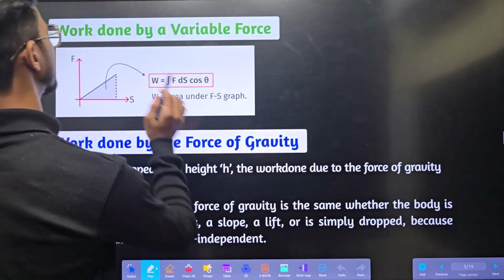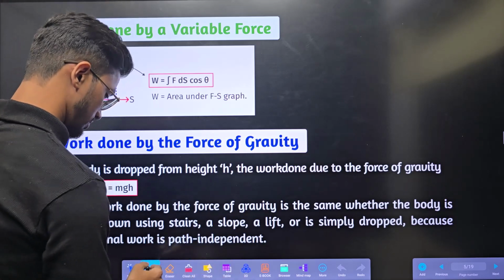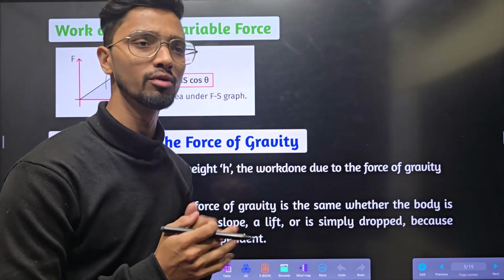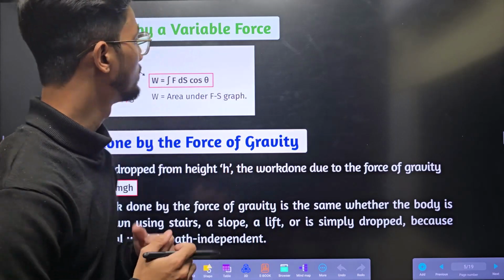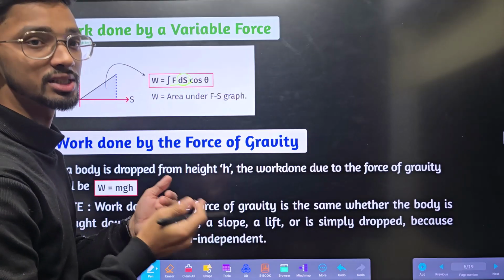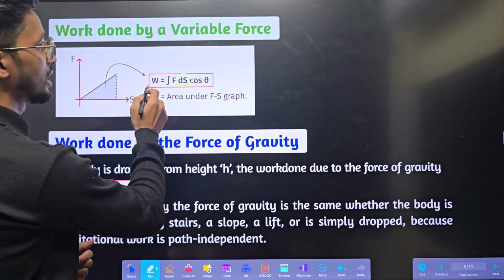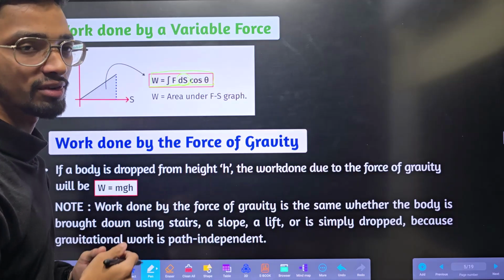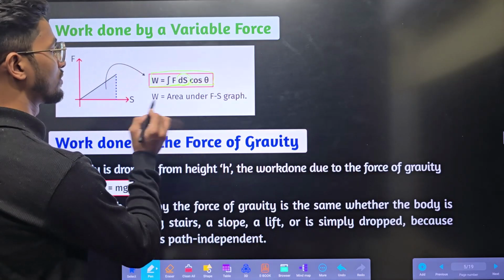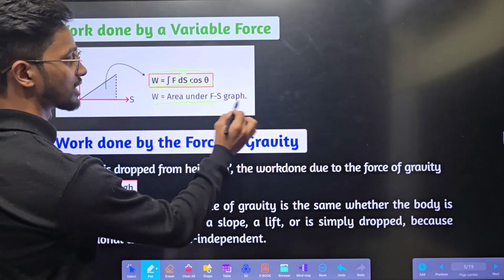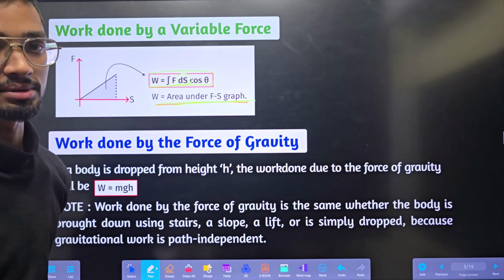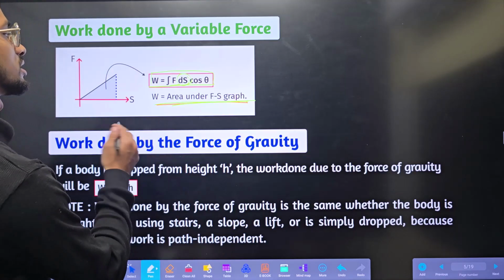So now we'll be talking about work done by a variable force. See, here the force was constant. Okay, some force F I was applying. But here, with respect to displacement, the force will be changing. So at that time, we can do it as W is equal to integration of F s cos theta. Or we can say that if it comes under a graph, it will be the area under the F-s graph. There will be a force and displacement graph. If you find the area, that is nothing but work done.